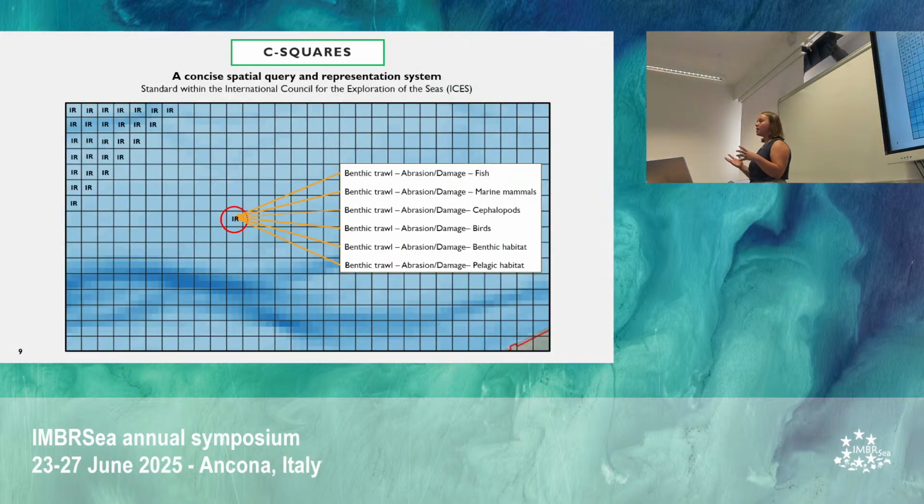So within SCARAM, since it's spatial, it works within this gridded system called C-squares, which is the standard system within the International Council for the Exploration of the Sea, or ICES. So for every impact chain that's present within a given area, impact risk is calculated along that impact chain and then aggregated within each specific grid cell within the study area that you're looking at.